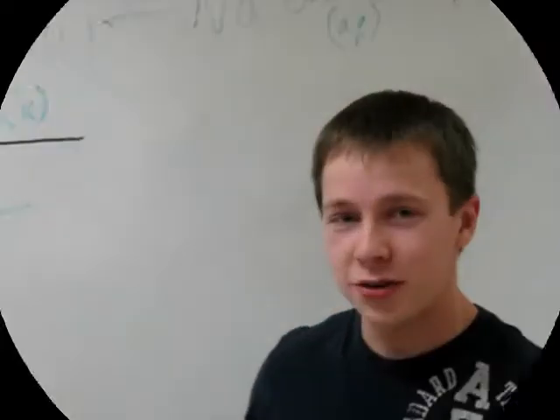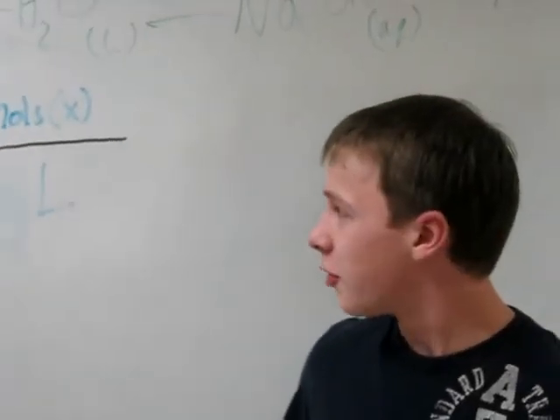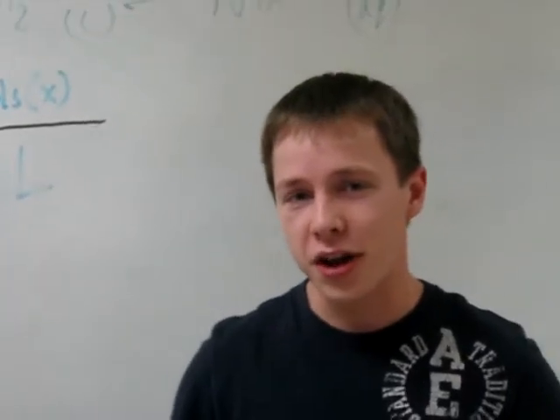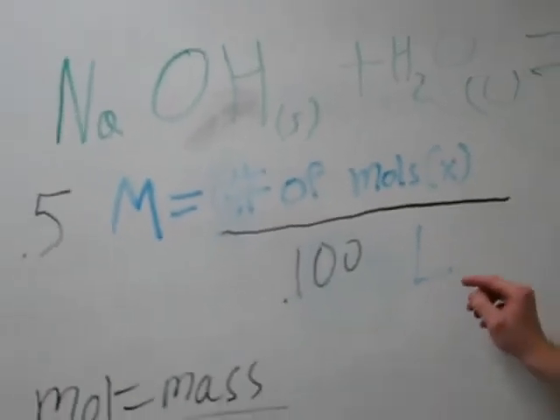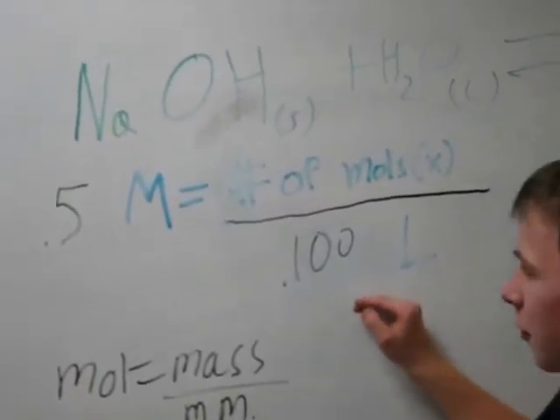Today we are going to be doing a titration, and for the titration you either need to know the molarity of an acid or a base. In this case, we are going to know the molarity of a base. And the way we're going to do that is by using this equation here. Molarity equals number of moles over liters, over volume.